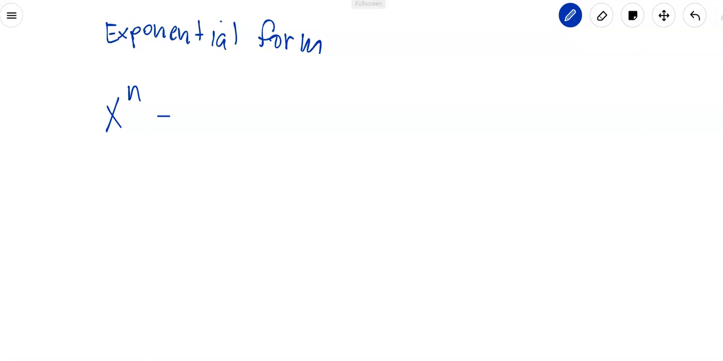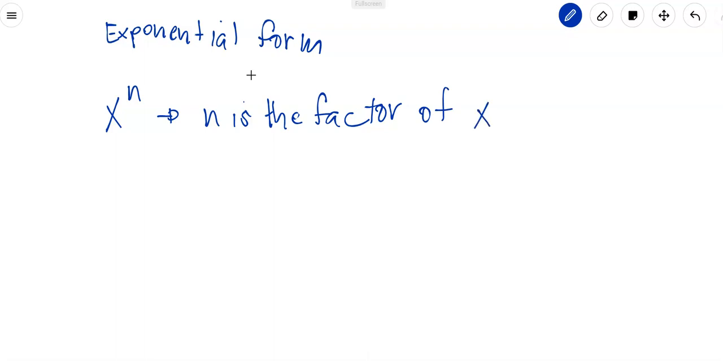First, what is an exponential form? The exponential form is x raised to the power of n. What is n? n is the exponent. x will be the base, where n is the number of factors of x. For example, 5 raised to the power of 3.